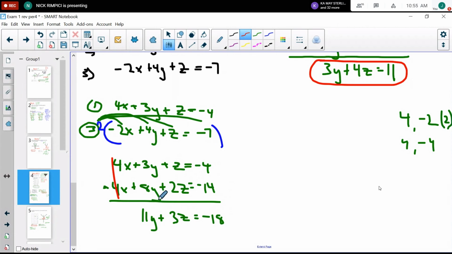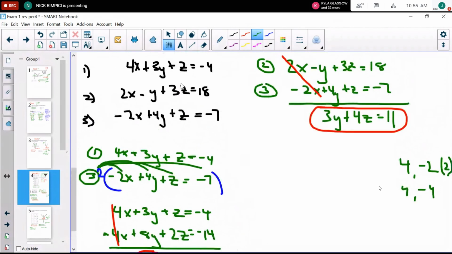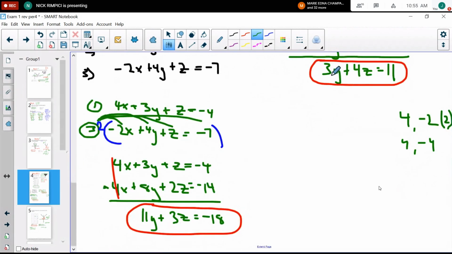So look what's happened now. I'm down to two variables. I'm down to y and z only, right? This one's y and z, and this one's y and z. So now what we've done is we converted a system of three equations with three variables, x, y, z, into a new system of equations with only two variables, y and z only. So I can work this out. This becomes easy now. 3y plus 4z equals 11, and 11y plus 3z equals negative 18.